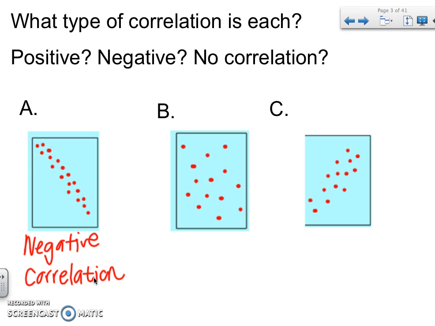Okay, and that's a pretty strong negative correlation because those points are very close together and not spread out. Okay, B would be considered no correlation, because the points are a little bit more spread out, you really can't tell if it's going up or down or anything like that. So then part C is going to be a positive correlation because my points are going up.